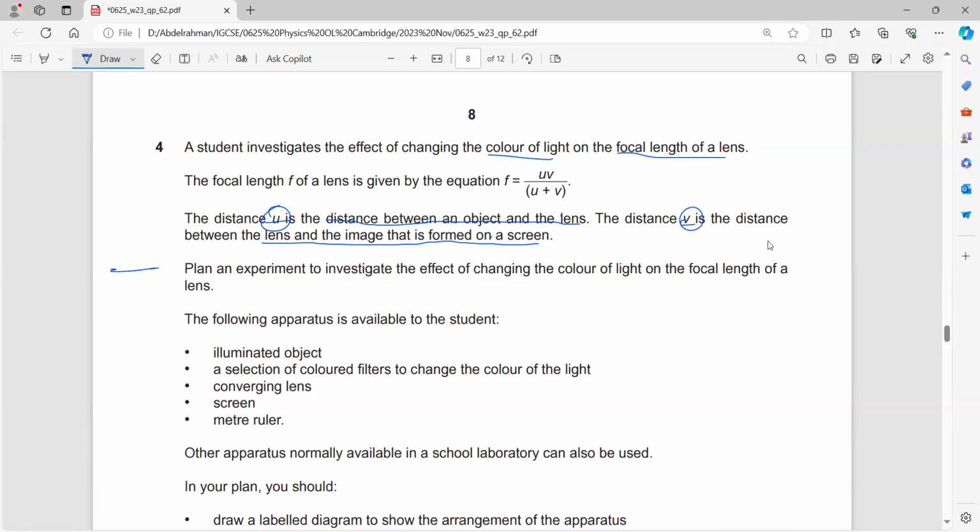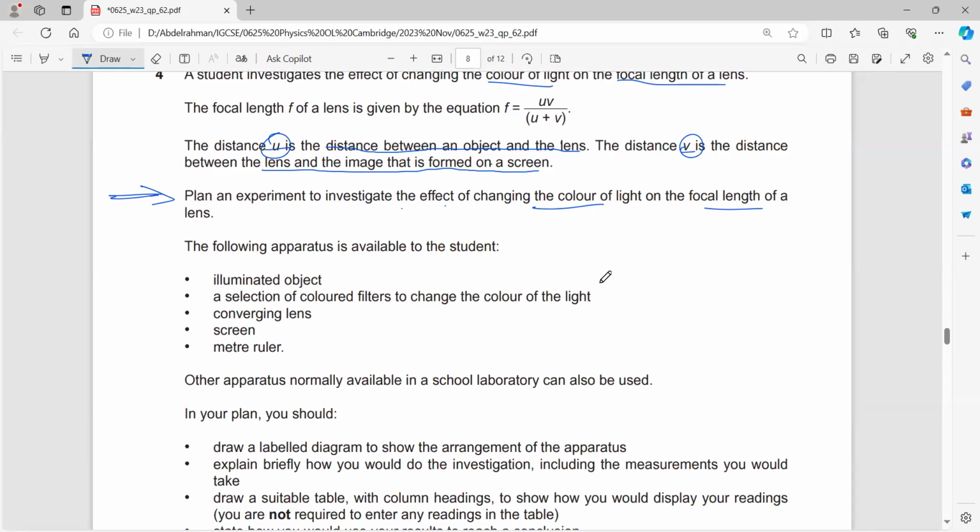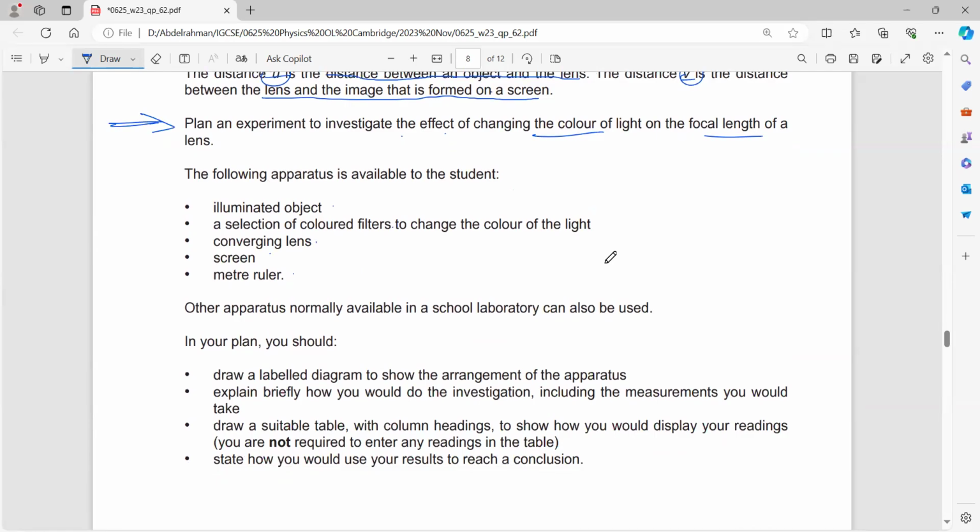Plan an experiment to investigate the effect of changing the color on the focal length. The following apparatus is available: illuminated object, selection of color filters to change the color, converging lens, screen, meter ruler. Other apparatus normally available can be used. In your plan, you should draw a diagram, briefly explain how you would do the experiment, draw a suitable table, and state your conclusion.